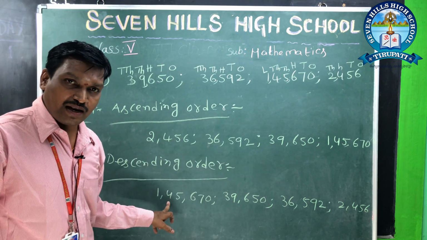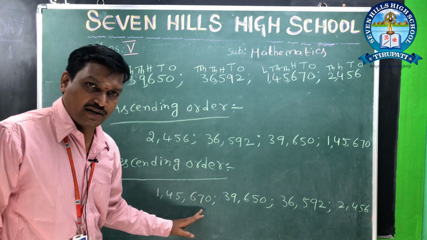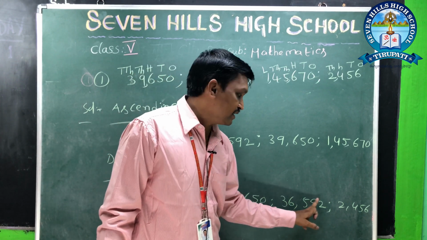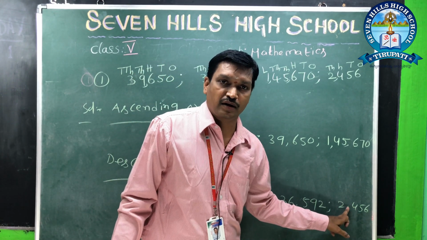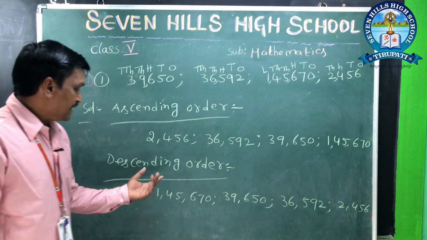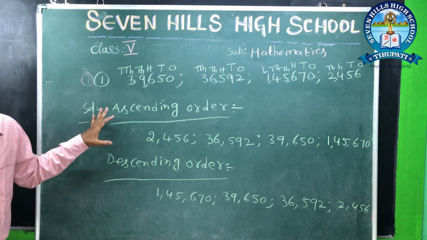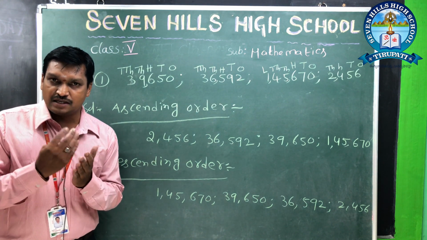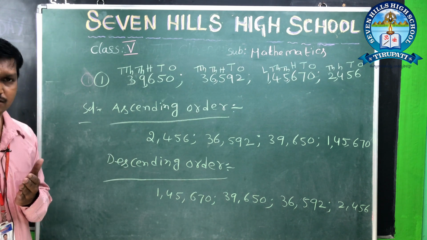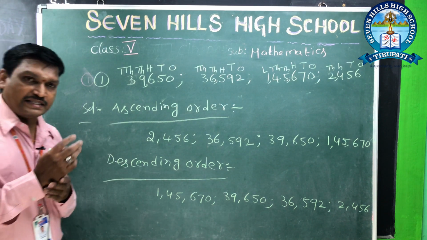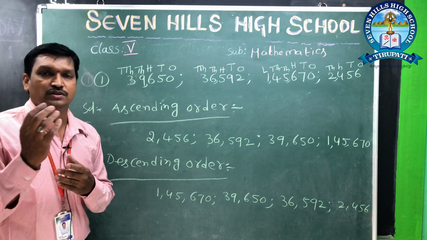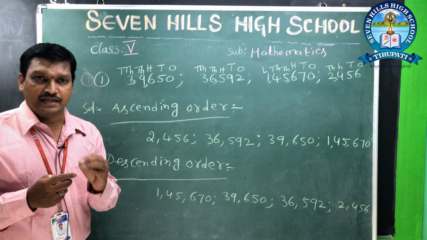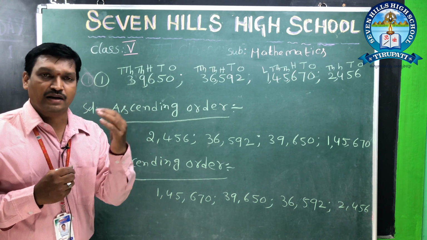The biggest number is 1,45,670, 39,650, 36,592, 2,456. It is the process of ascending and descending order. Are you understood students? You know how to arrange the numbers. Ascending order means smallest to biggest. Descending order means biggest to smallest. These are the processes for ascending and descending order for given numbers.